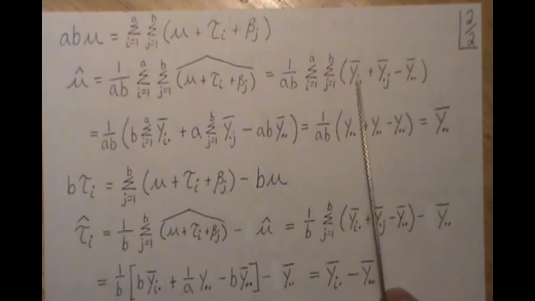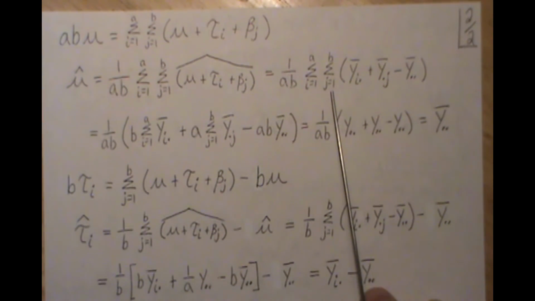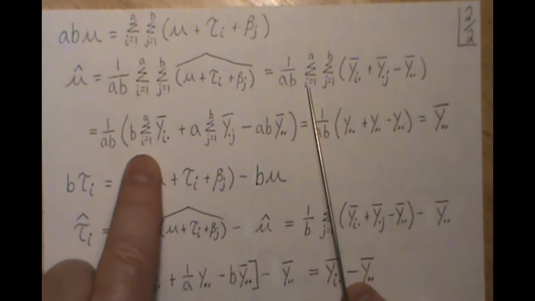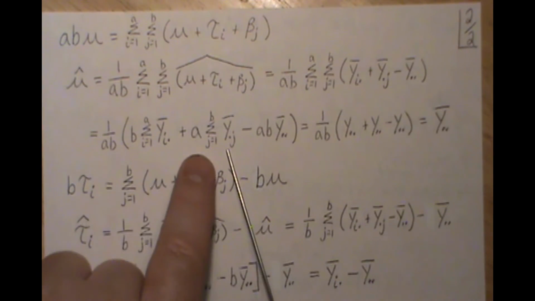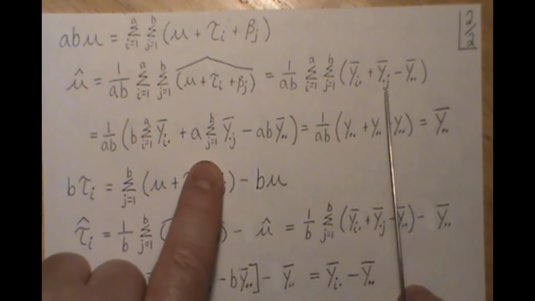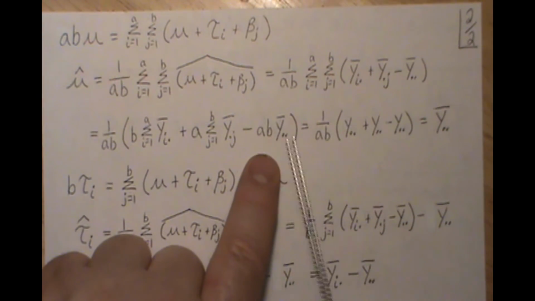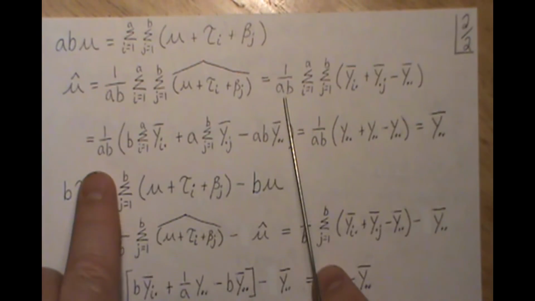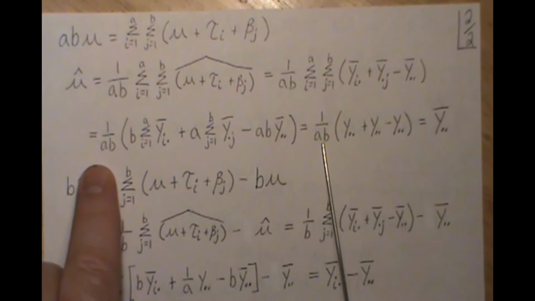Notice that there's no j component here, and we sum over 1 to b, so we get b times it, of course the sum of i. Here there's no i component, so let's sum over the i's first, and of course j's left. Here there are no components, so sum over both, and we get ab times that. Now, of course, we carry the 1 over ab down, and then from here to here, it's the same.